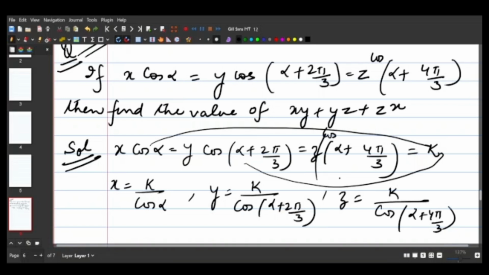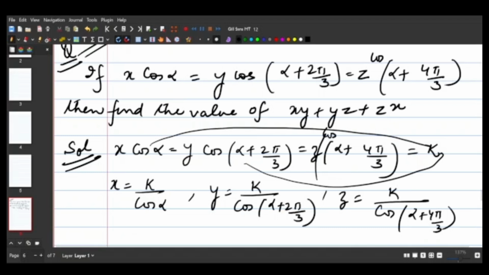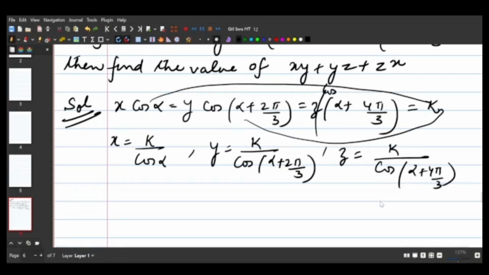So you must be thinking that now we have got the value of x, y, z, so let's put it there. You're not going to get anything, right? And you're going to make it so complicated, because if you put x as k upon cos alpha, y as k upon cos(alpha plus 2 pi upon 3), then what else can you do after putting the values? You will get k into k square, right? That's going to make it very, very complicated. So we cannot proceed like that. Directly putting the values of x, y, z will not help you at all.